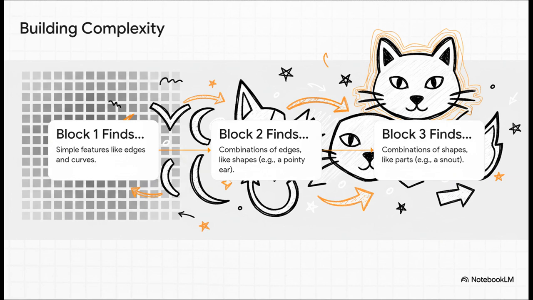The network just does the same thing all over again. It takes those first feature maps, the ones showing simple edges, and it runs a new set of filters over them. But these new filters aren't looking for lines. They're looking for combinations of lines, like corners or circles. And that's how it starts to see shapes, like an eye or an ear. Then you do it again, and the next layer combines those shapes into bigger parts, like an entire face.